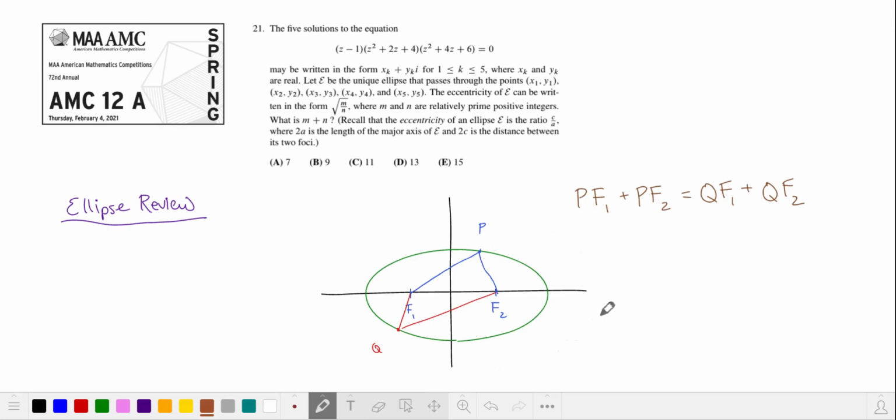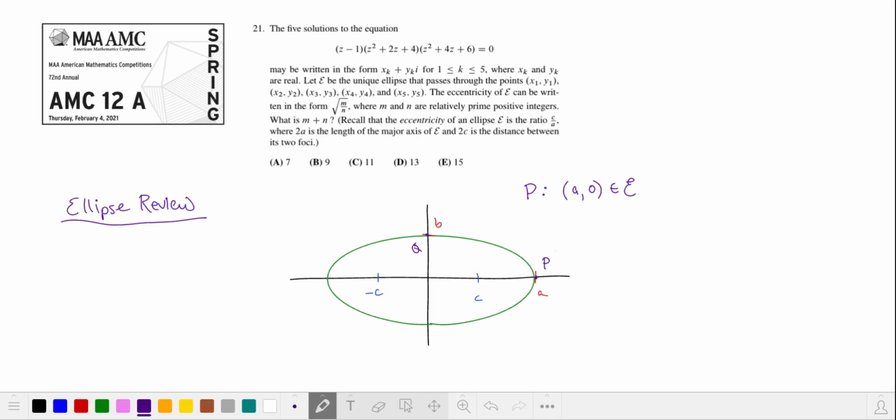We're going to derive the relationship between our distances by picking some convenient points and finding their distances to the foci. Let's pick point P over here at one end of our ellipse, and we find that the distance from P to our two foci is a minus c plus a plus c.